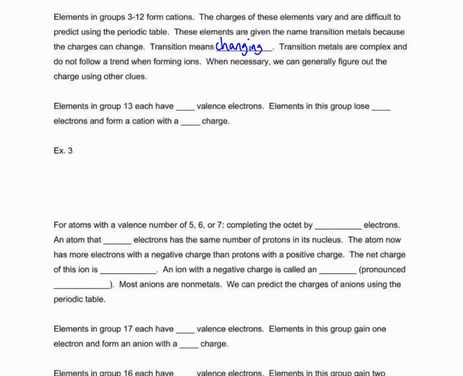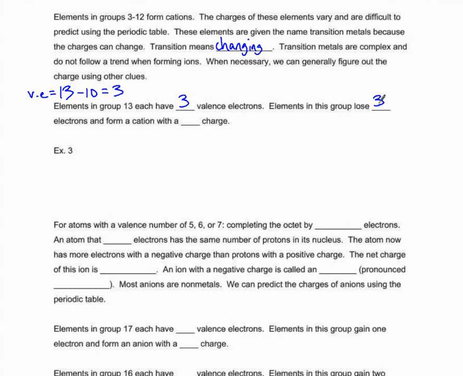Then there's elements in group 13. Remember I told you for groups 13 through 18, the valence electrons was the group number minus 10. So elements in group 13 each have 3 valence electrons. So elements in this group are going to lose 3 electrons because, again, it's easier to lose 3 electrons than it is to pick up 5.